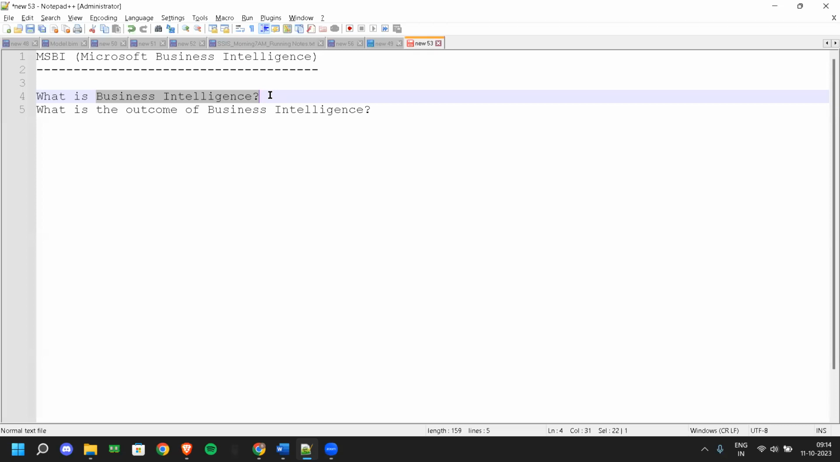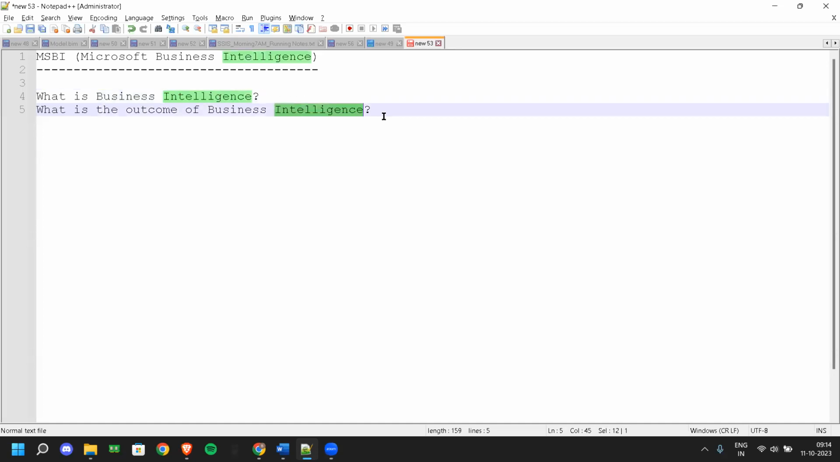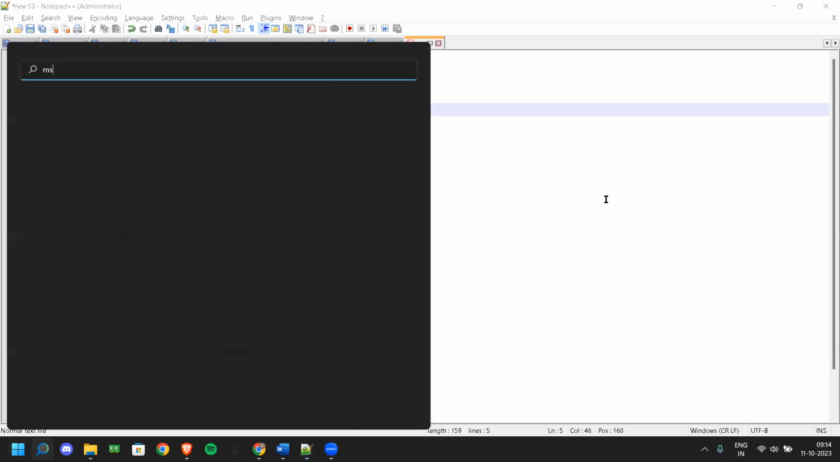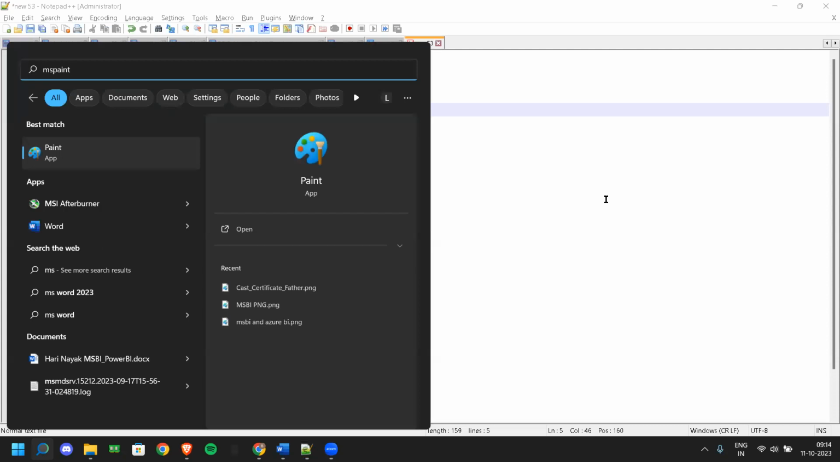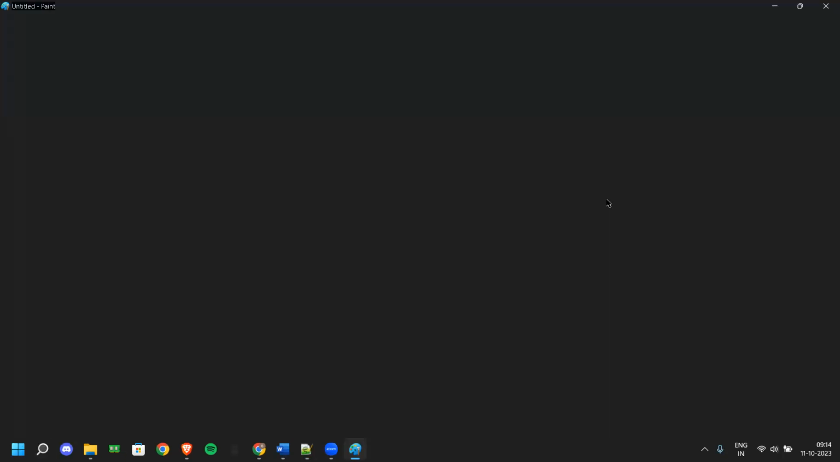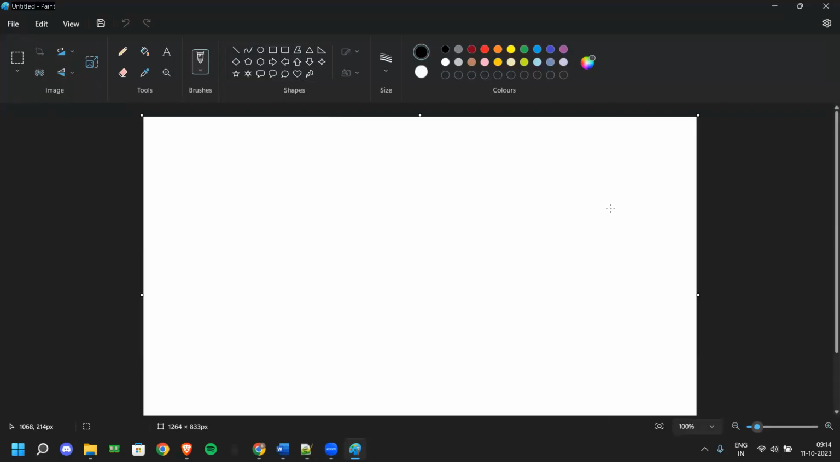We decided to set our roadmap towards the business intelligence team. If someone asks you what business intelligence means, we should be in a position to answer that question. So let us start with business intelligence, and then we can proceed to Microsoft Business Intelligence. For that purpose, I'm just taking the help of MS Paint.